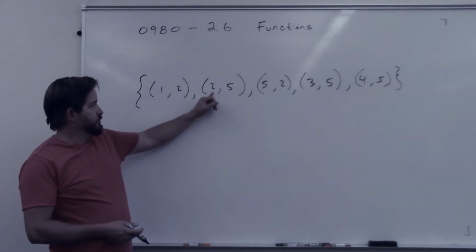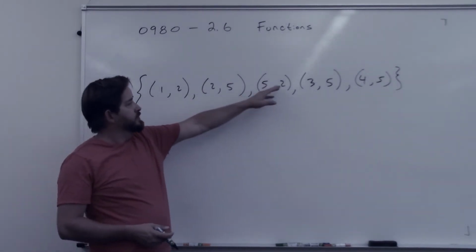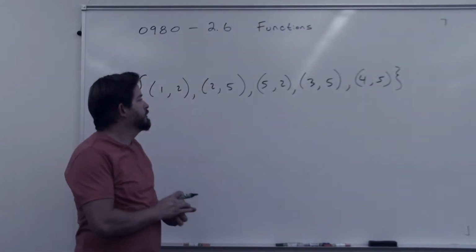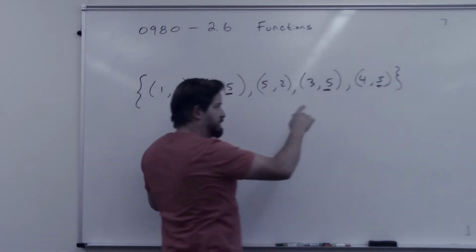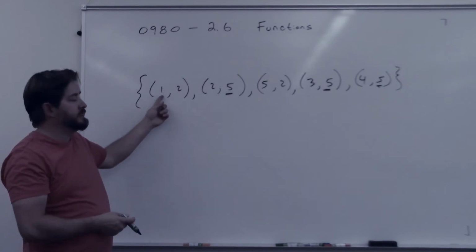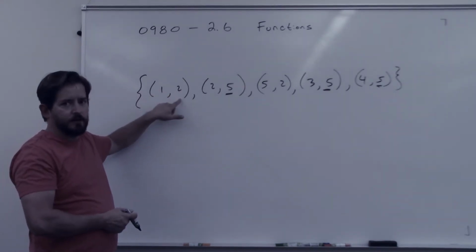The output for 2, there's only one answer, it's 5. The output for 5 is 2, the output for 3 is 5, the output for 4 is 5. The fact that I have 3 inputs that go to the same output doesn't matter. What matters is for every single input I have, there's only one output that I can get out of it.